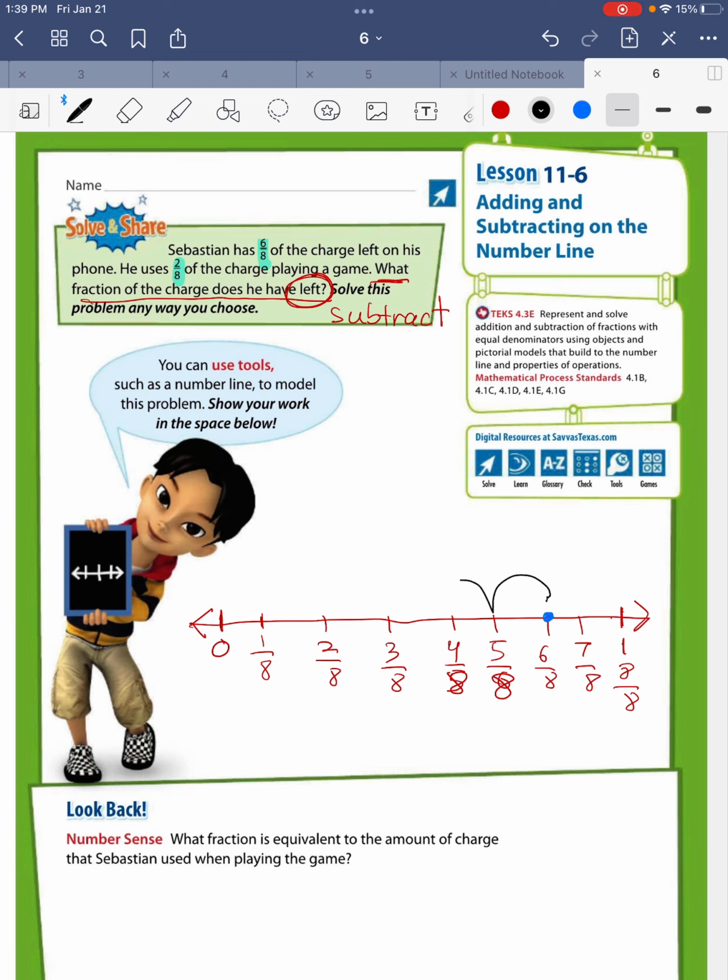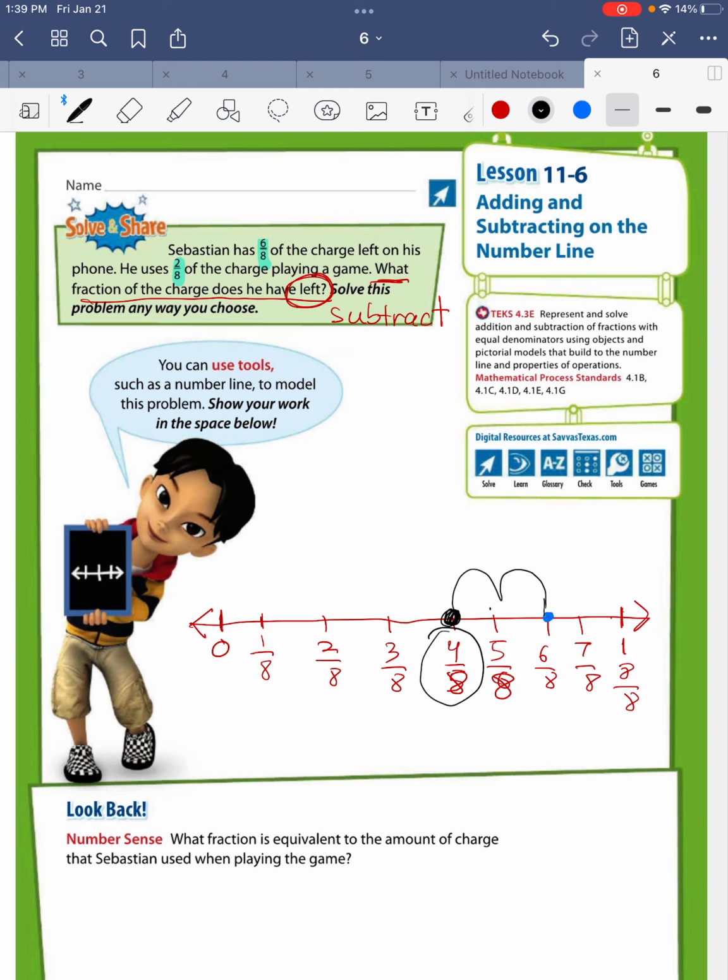1, 2. Okay, let me fix that. I don't know why I did that. So I'm at 6/8, count back 2. 1, 2. So now I'm here. I'm at 4/8. Okay, that would be my answer.